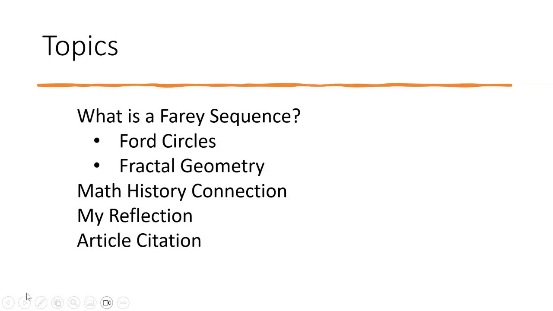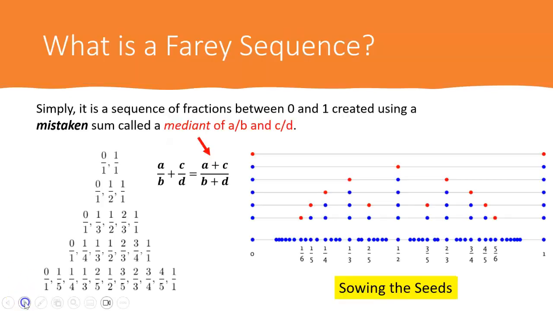So the topics I'm going to cover in the next few minutes are what is a Farey sequence, and within that, what we mean by forward circles, and how we connect these things together in fractal geometry. I'll talk a little bit about a math history connection that I saw, my reflection, and then give you an article citation so that at some point you can go and check it out yourself.